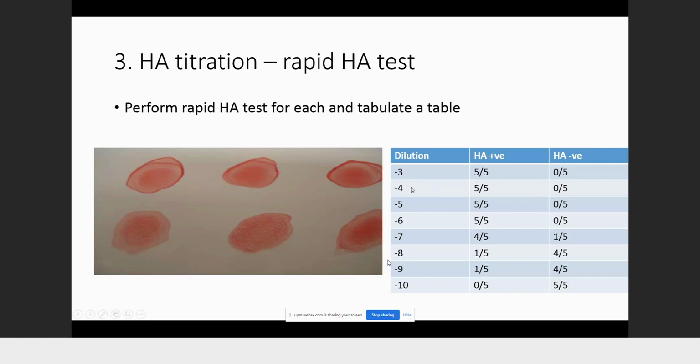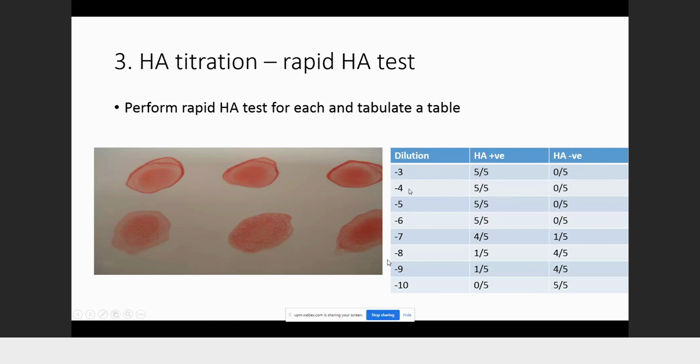So basically, this is just an example. After you perform it, at the same time when you perform this HA test, you also need to tabulate the table. So this is an example in dilution -3. You take each of the 5 eggs, you perform the HA test, and you find that 5 out of 5 eggs are HA positive, whereas 0 are HA negative. Why 0? Because you have only 5 eggs per dilution. So you continue for the other groups. This is just an example.